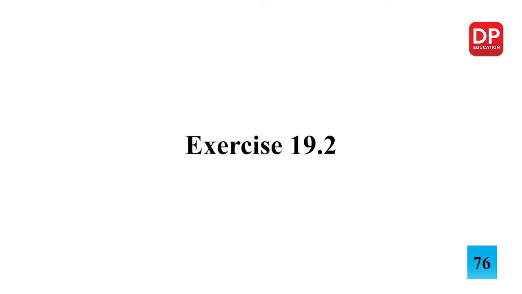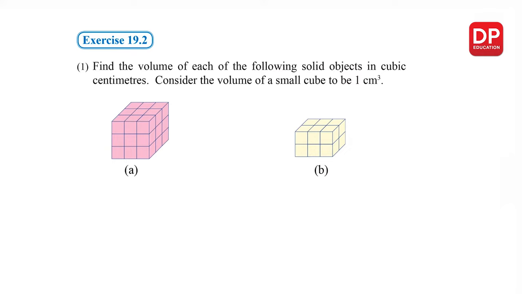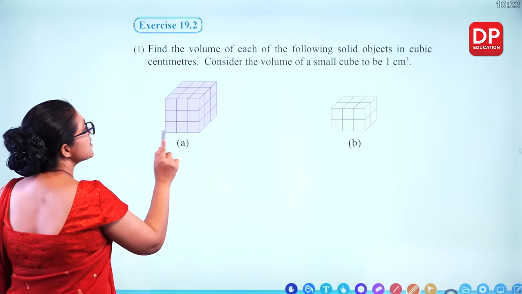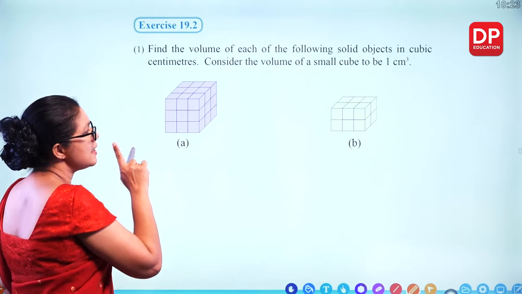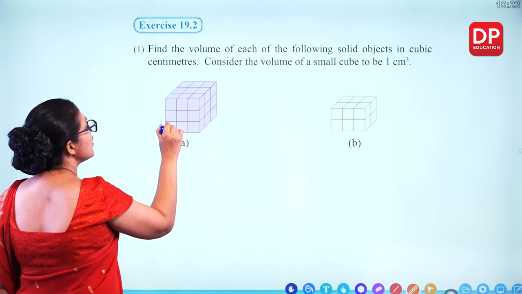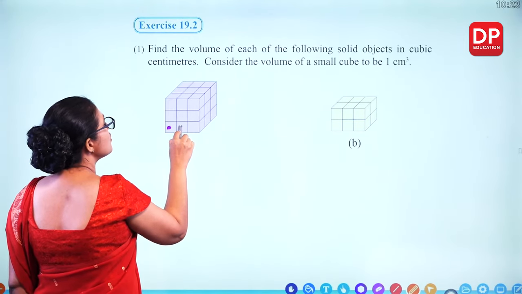Exercise 19.2. Find the volume of each of the following solid objects in cubic centimeters. Consider the volume of small cube to be 1 cubic centimeter. So 1 cubic centimeter. So we can do the same thing. 1, 2, 3.